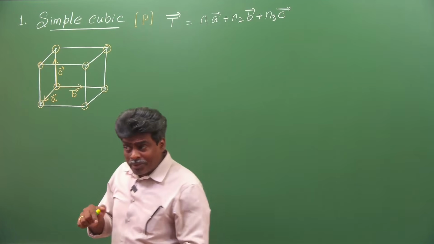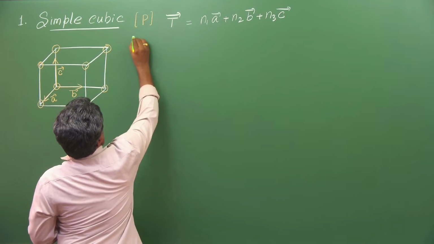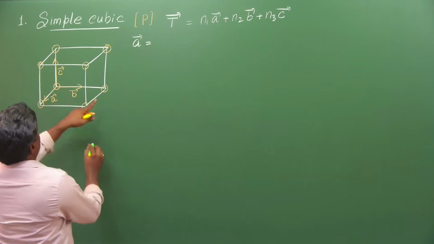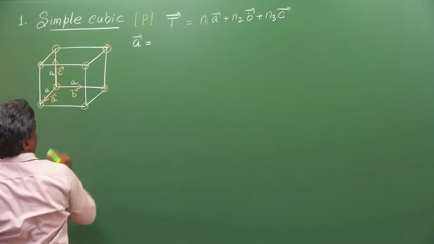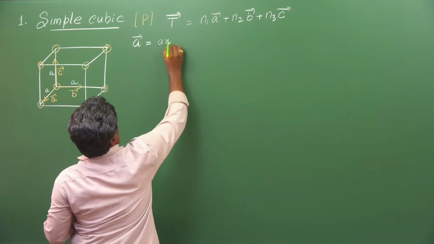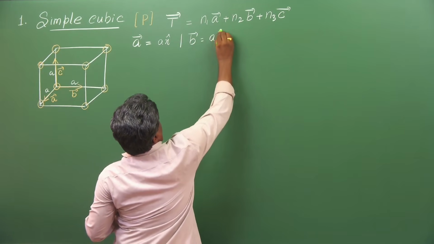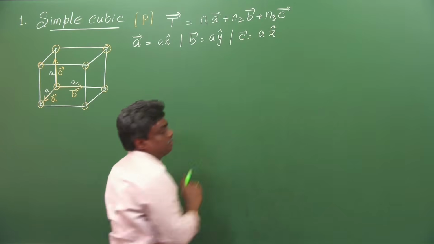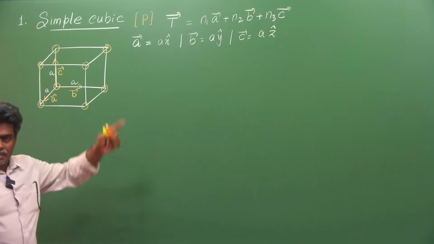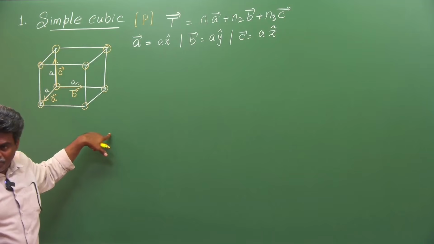Be careful, primitive vectors. So what are these primitive vectors? A bar equal to, you know, it's a simple cubic, its length is A, here also A, here also A. Say this is A x cap, B bar equal to A y cap, C bar equal to A z cap. These are the 3 primitive vectors which are giving you this structure, simple cubic.